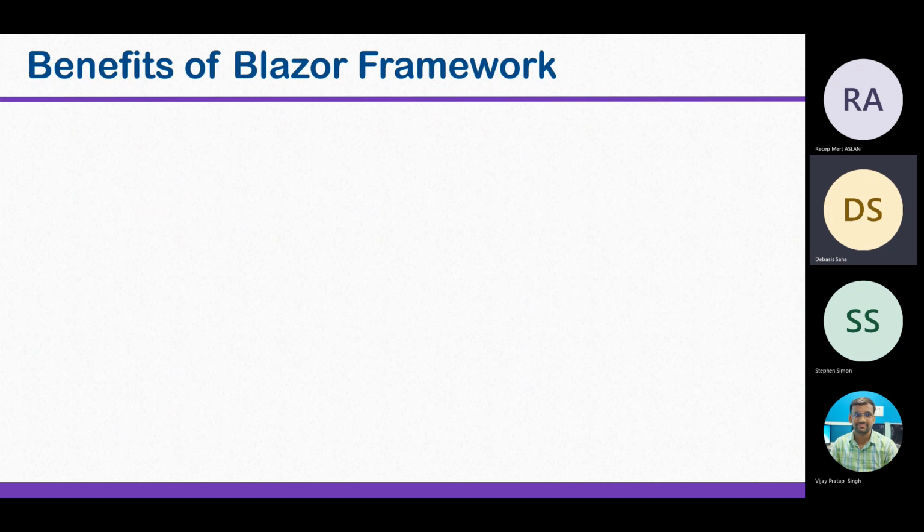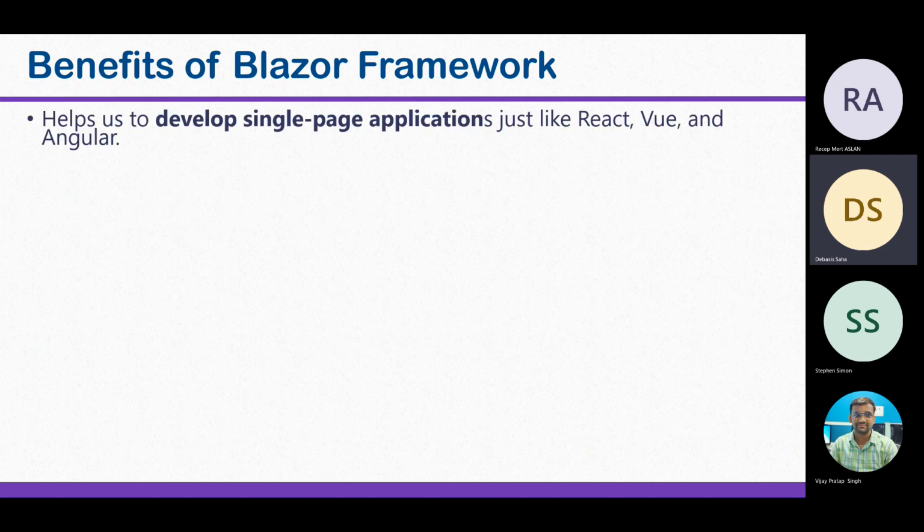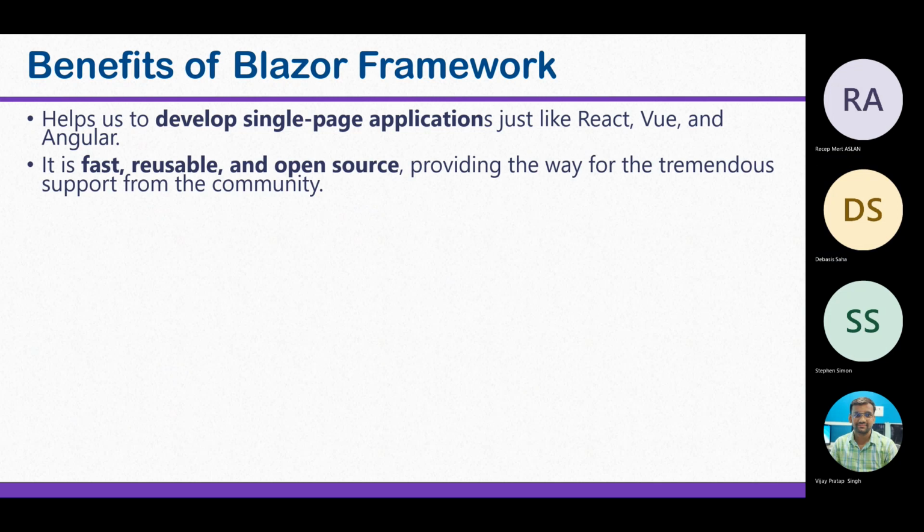So before we start working on the Blazor framework, we first need to understand the benefits or advantages of this framework. By using this framework, we can develop any type of single page or SPA-based application, just like React or Angular or Vue or any other client-side framework. Development with the Blazor framework is much faster.